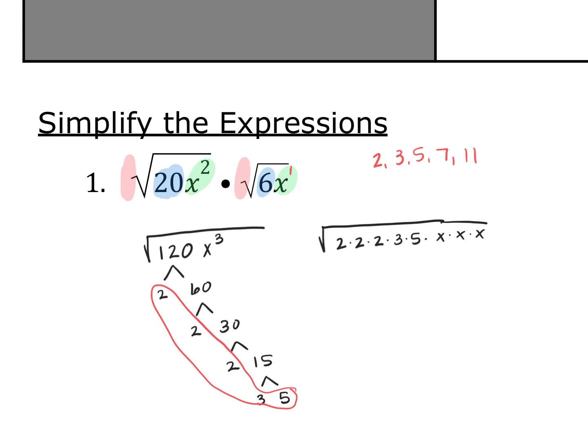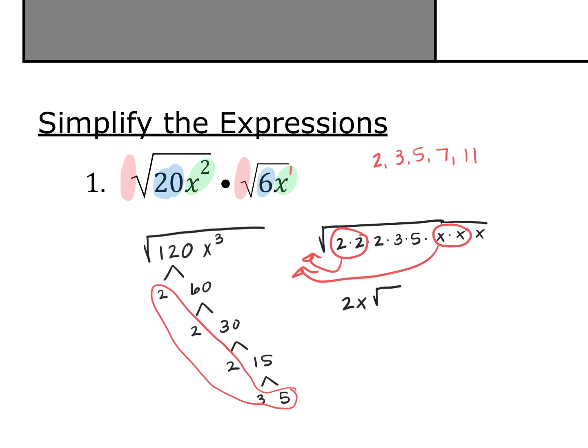Now I'm going to look for my pairs. So I have a pair of 2's and I have a pair of x's. Remember, those pairs come out front. So my 2 is going to come out front. My pair of x's also are going to come out front, and it's one pair, so I'm just going to write 1x because it's one pair.